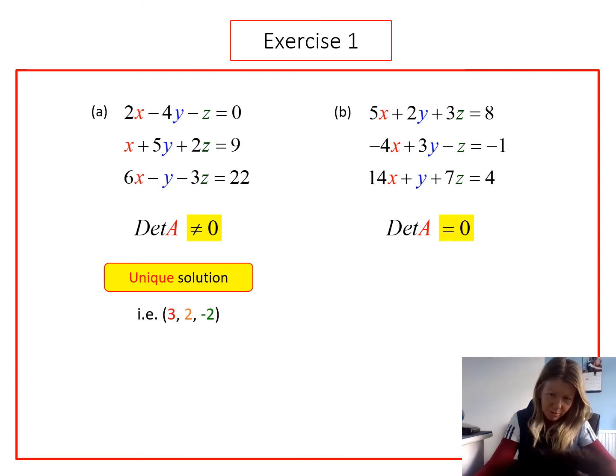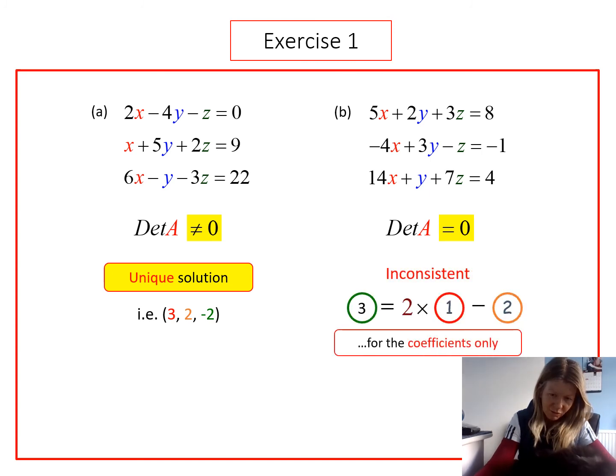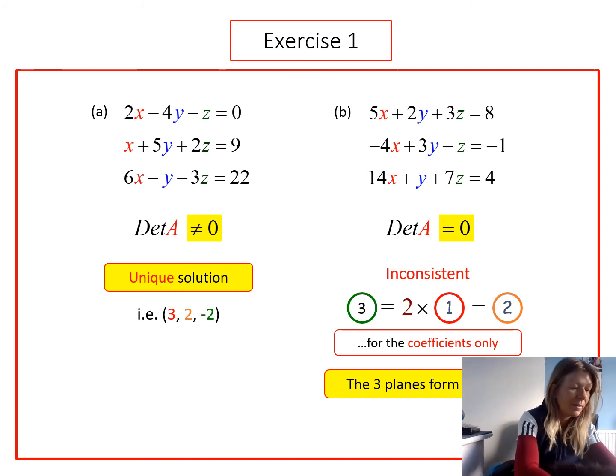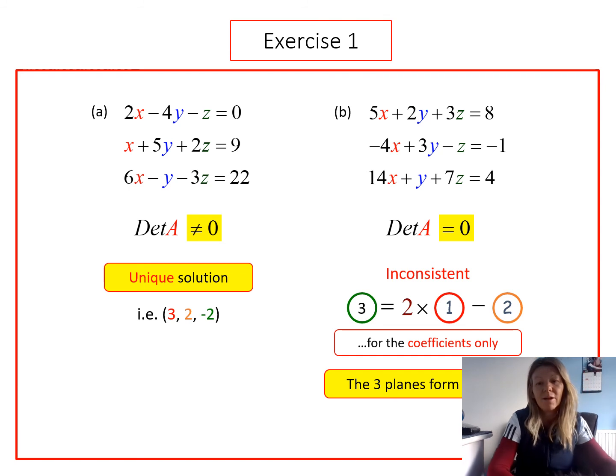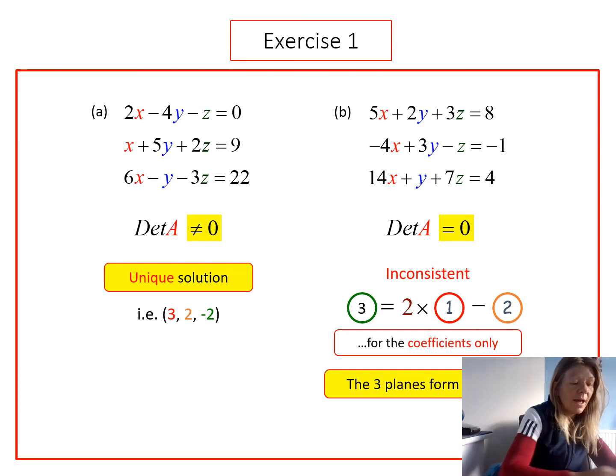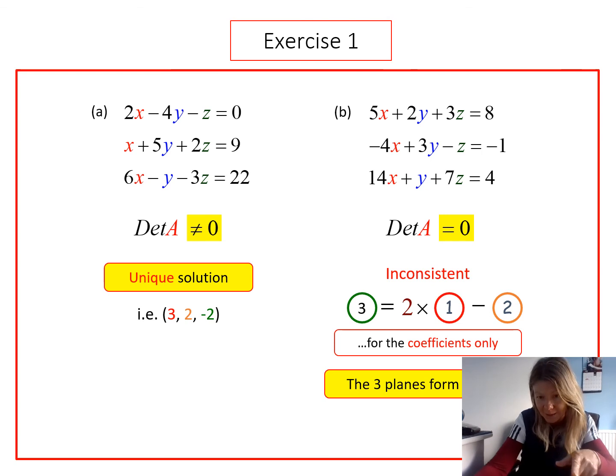The second question, the determinant was 0. They worked out inconsistent when you tried to solve them. But if they were inconsistent, it could have been they were parallel. So you look to see if they were parallel, and I don't think they were parallel. So that must be a triangular prism. Let's just check for you. Yeah, a triangular prism.